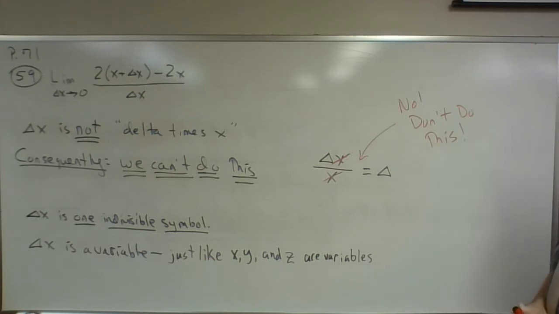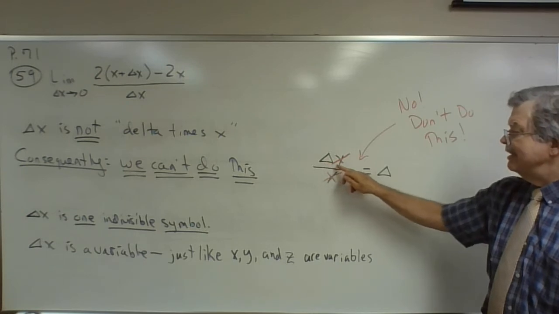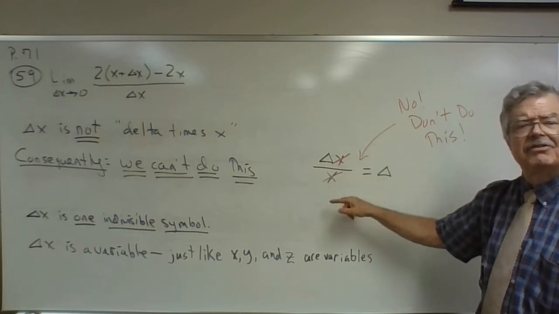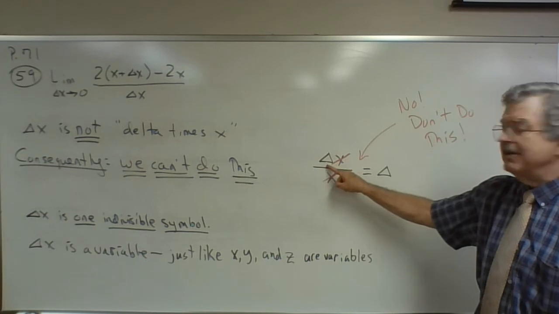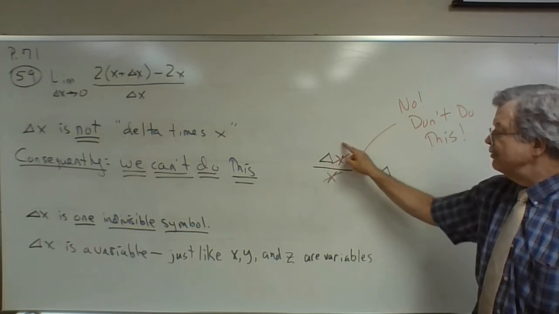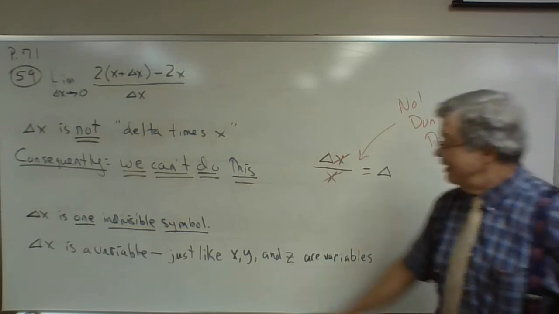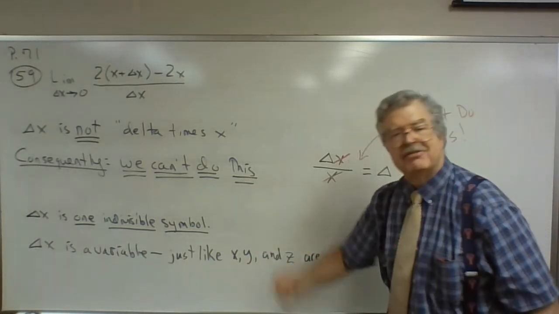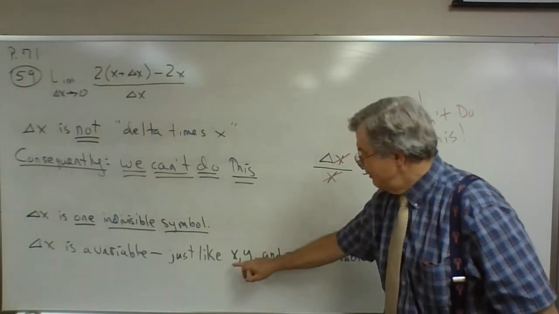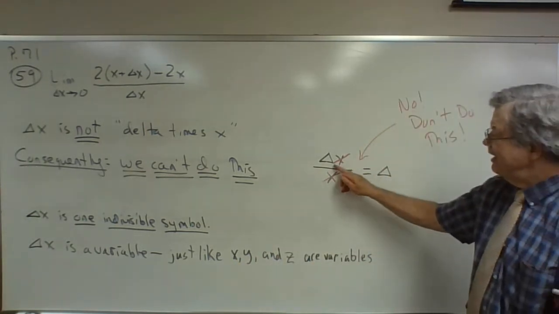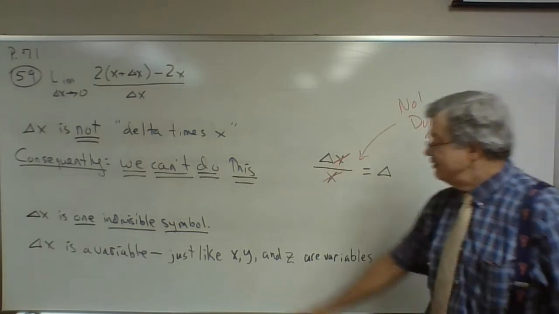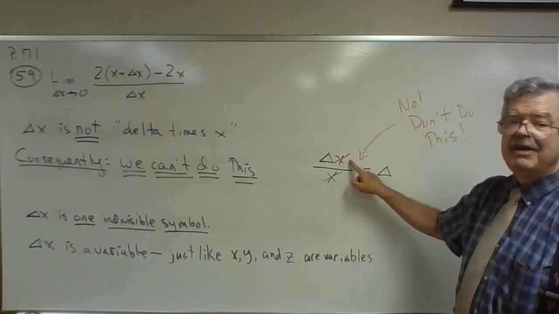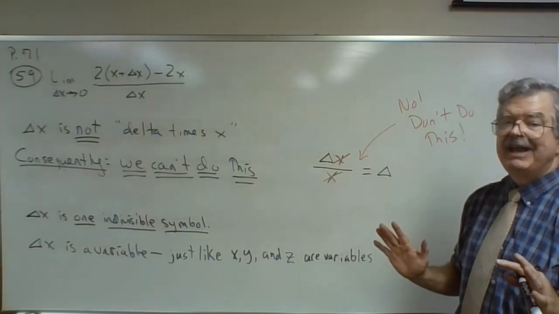And the reason that we can't do this is because delta x is not delta times x. If this were delta times x, yeah, we could cancel the x's in top and bottom. But this is not delta times x. This is delta x, and it's one indivisible symbol, just like x is an indivisible symbol, y is an indivisible symbol. I can't take this part of the x away. It's one indivisible symbol. So delta x is a variable, just like x, y, and z are variables. So if we see delta x over x, we can't cancel the x's.